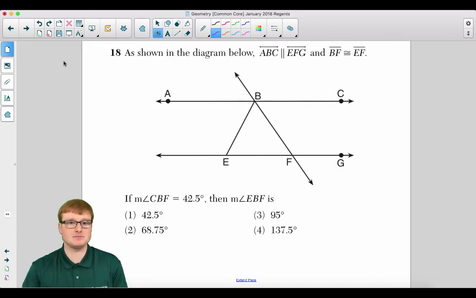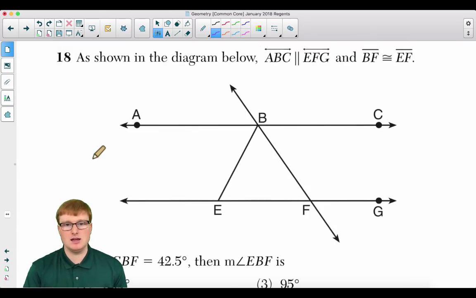Number 18. As shown in the diagram below, the line ABC is parallel to the line EFG, and BF is congruent to EF. Okay, so let's go ahead and label that. BF is congruent to EF.